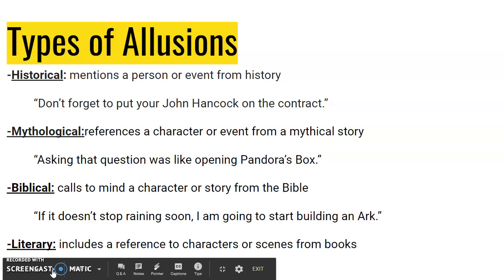You've probably heard something along the lines of, don't forget to put your John Hancock on the contract. That's referring to one of the founding fathers, John Hancock, who signed the Declaration of Independence, and his signature was huge. So people will often use John Hancock as an allusion to a signature.